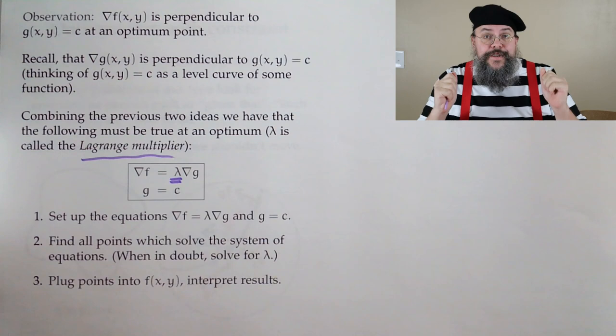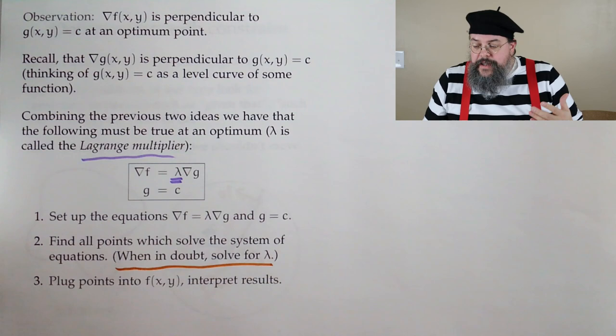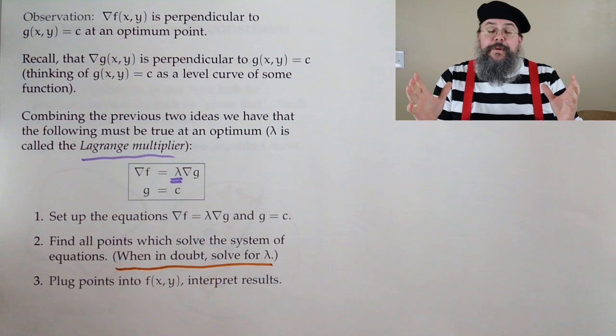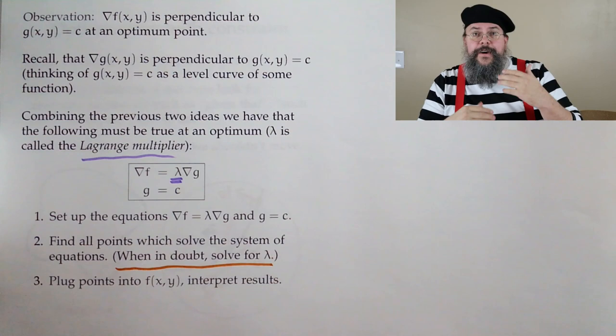Now, here's some advice, and it's very simple. If you're stuck, just remember, when in doubt, solve for lambda. Because in some sense, lambda is the least important thing. We don't really care about it. What we care about are the points, the coordinates that come out. And so you can say, look, I can solve for lambda. Now you might say, what do you mean by solve for lambda? I can't take a vector divided by a vector. But what you can do is you can say, look, this leads to a system.